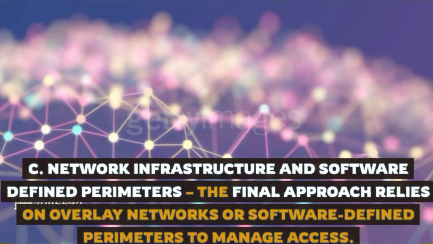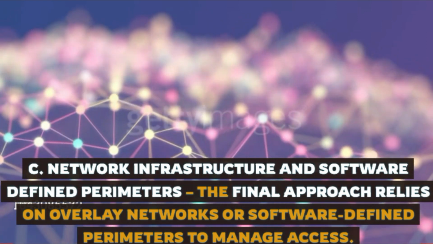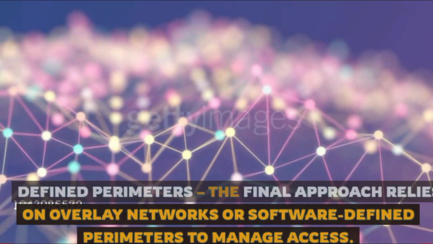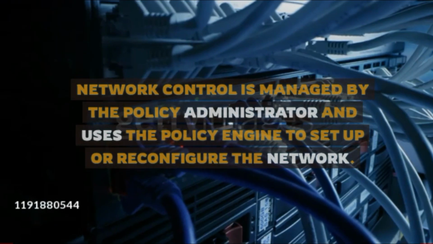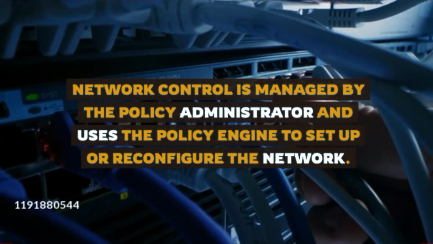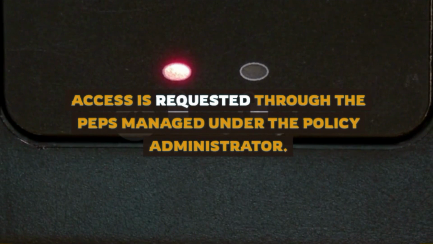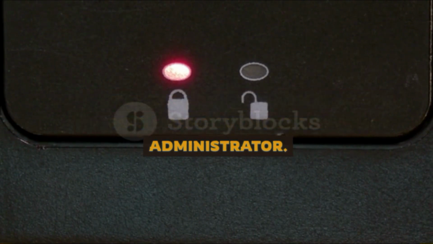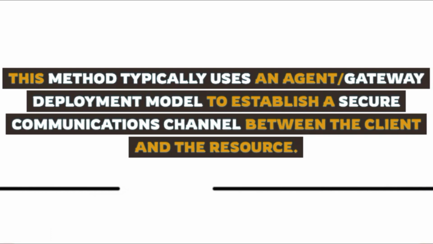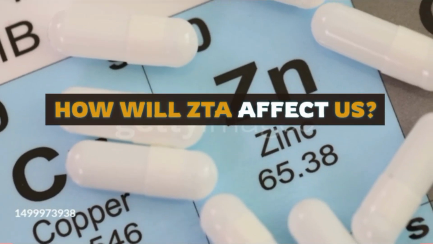C. Network infrastructure and software-defined perimeters. The final approach relies on overlay networks or software-defined perimeters to manage access. Network control is managed by the policy administrator and uses the policy engine to set up or reconfigure the network. Access is requested through the PEPs managed under the policy administrator. This method typically uses an agent gateway deployment model to establish a secure communications channel between the client and the resource. How will ZTA affect US?